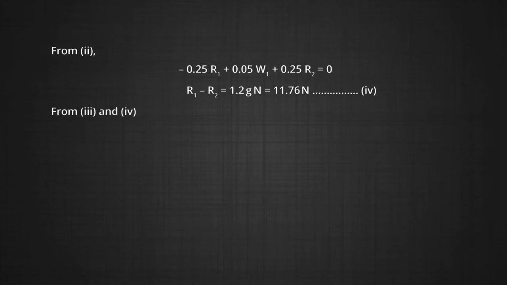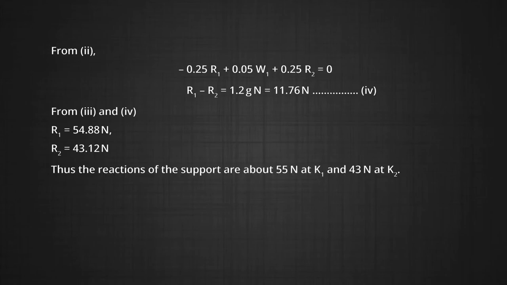From equation 3 and equation 4, we can find out the values of R1 and R2, and they are R1 is equal to 54.88 newton, while R2 is equal to 43.12 newton. Therefore, we can say the reactions of the support at the two ends are approximately 55 newton and 43 newton.